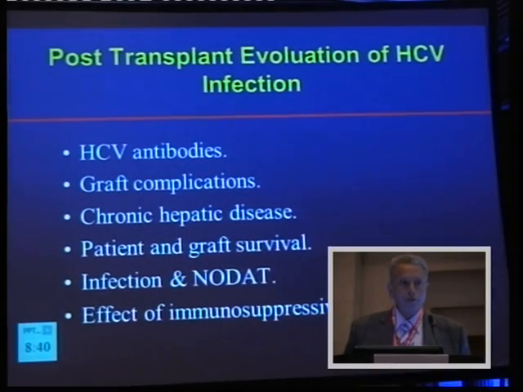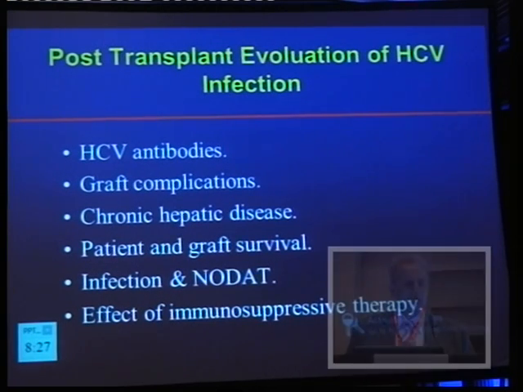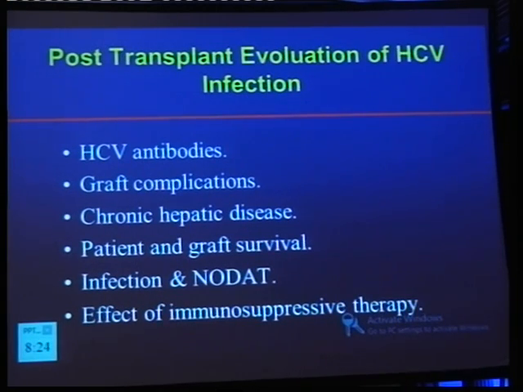If the patient proceeded and transplantation had been done, what is the post-transplant evolution of this patient? We shall discuss what about the antibodies. Is there any change? What about the graft complication? What is the hepatic chronic disease progression, survival of the graft and of the patient, the incidence of infection and new onset diabetes in this patient, and at last, which is most important, what is the impact and effect of the immunosuppression, and is there any special recommendation for this group.